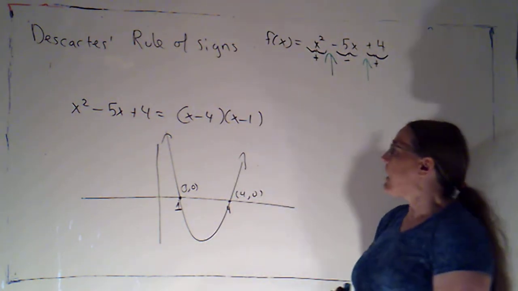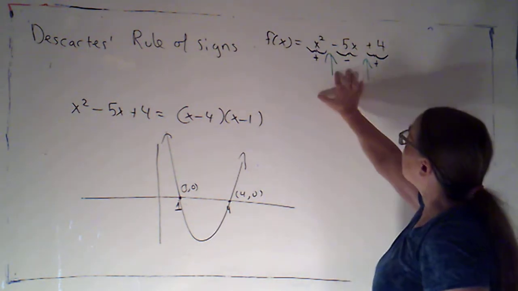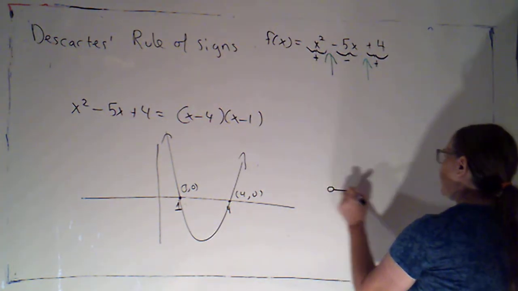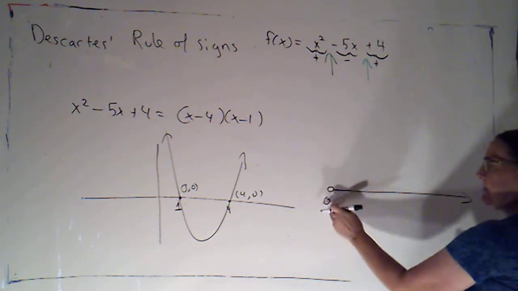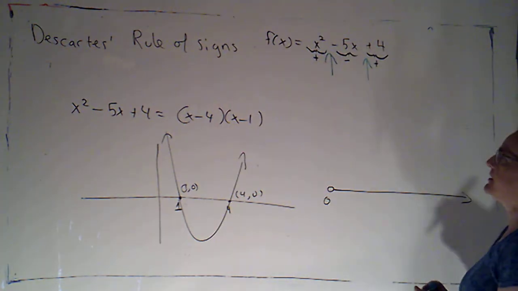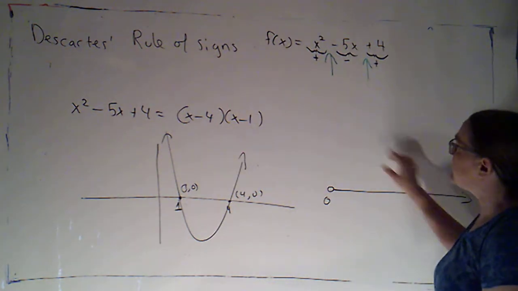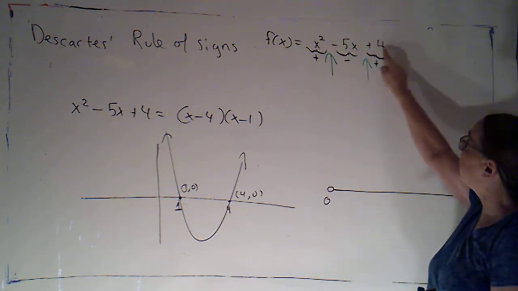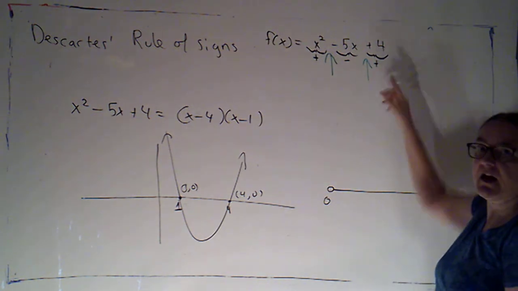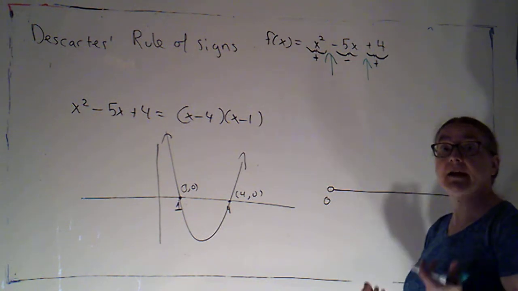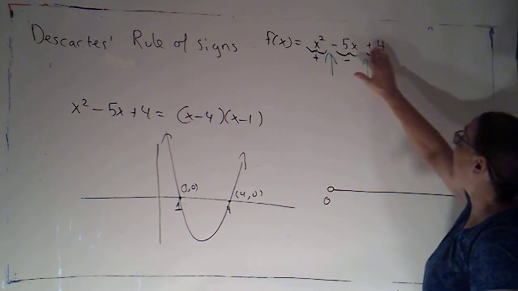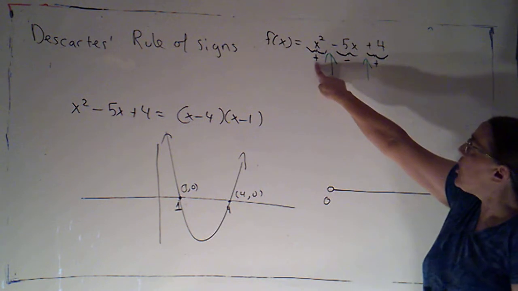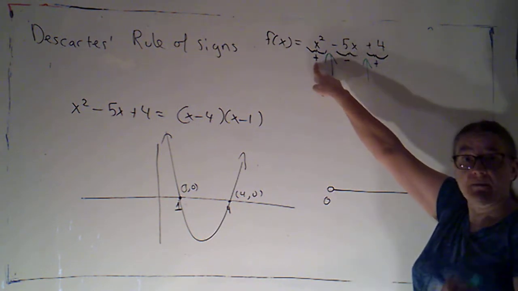Okay. Now, I mentioned that when we're plugging in something positive, so I'm really just looking, if this is my number line, at numbers that are bigger than 0 here. When I plug in something positive, x squared will be positive. Negative 5x will be negative, and 4 will be positive. So the sign of what I get when I plug in a positive number will match the sign of each term. Okay. Now, I know that x squared determines the end behavior.